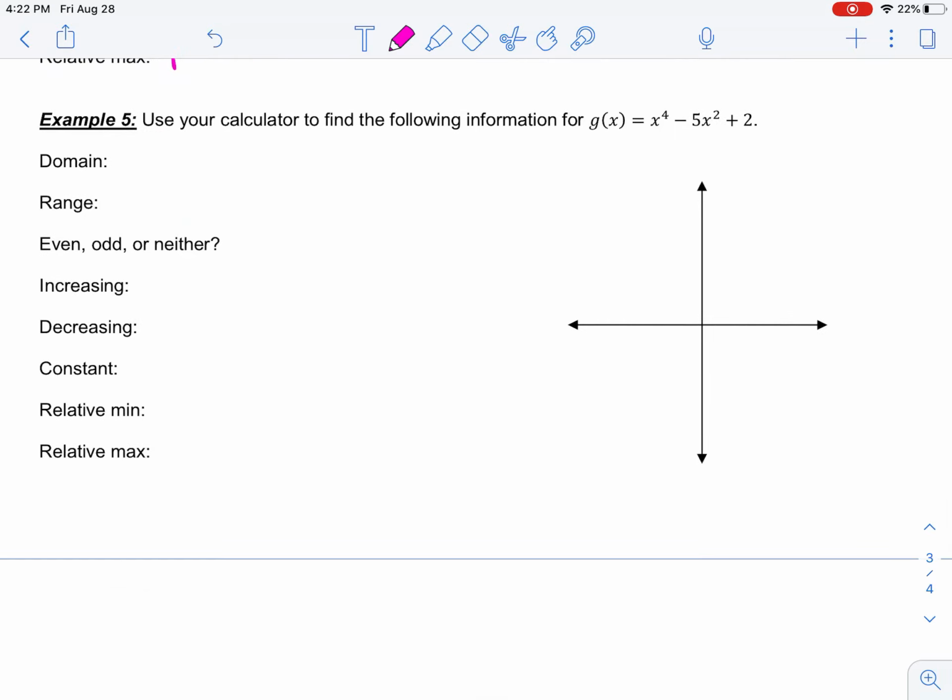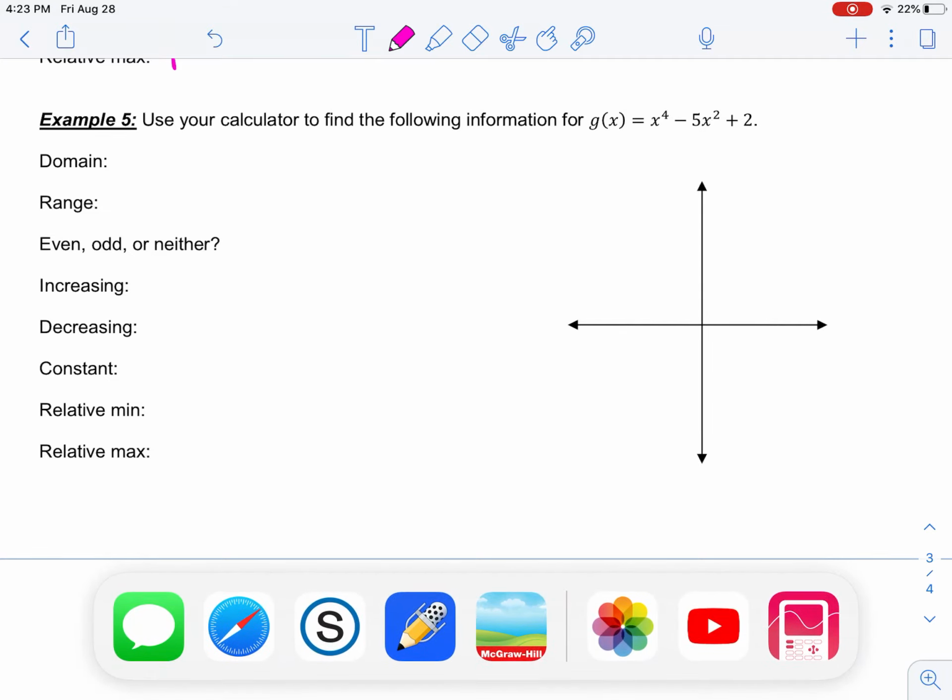Okay, last but not least, it says use your calculator to find the following information. So just so you realize, using your calculator is not on the test, but we do have later chapters where you have to do this using a calculator. So we wanted to introduce it to you here. So I'm going to introduce it to you.